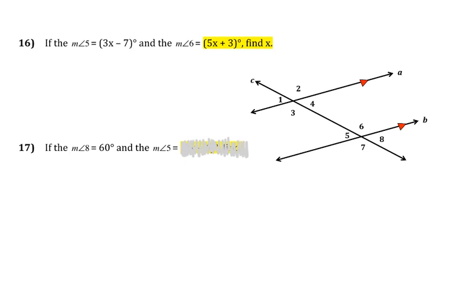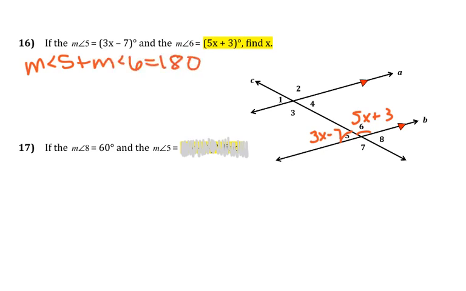Okay, for the next problem, we're going to do a similar thing. It says the measure of angle 5 is equal to 3x minus 7, and the measure of angle 6 is equal to 5x plus 3. So the first question is, what do I know about angle 5 and angle 6? Well, I know that the measure of angle 5 plus the measure of angle 6 is equal to 180 degrees because they're supplementary. So I can substitute. Instead of the measure of angle 5, I can write 3x minus 7, and instead of the measure of angle 6, I can write 5x plus 3.